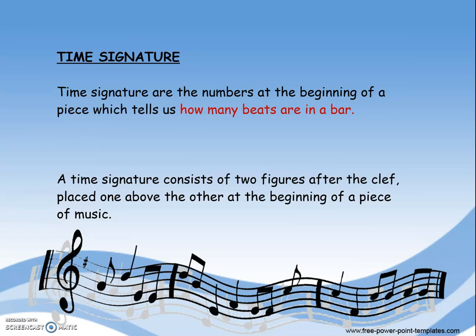Time signatures are the numbers at the beginning of a piece which tell us how many beats are in a bar. Usually a time signature consists of two figures placed one above the other after the clef symbol at the beginning of a piece. If you open a piece, you will see two numbers at the beginning of the staff after the clef. They tell us how many beats are in a bar. This is the time signature, as simple as that.